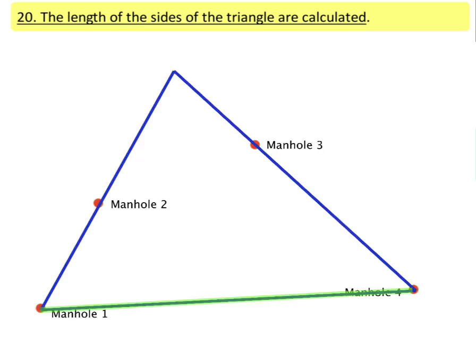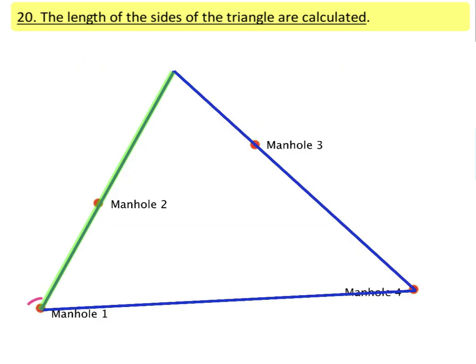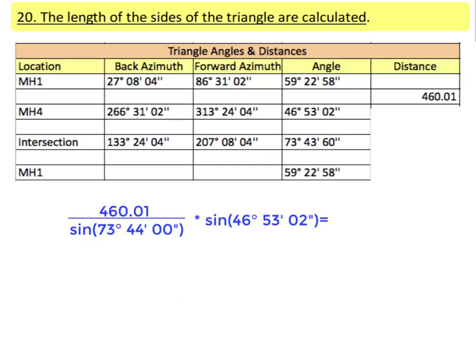The length of one side of the triangle between manhole 1 and manhole 4 has previously been calculated using the inverse formula. The remaining two sides of the triangle can be calculated using the law of sines. The length of the side of the triangle between manhole 1 and the intersection of the triangle is found by dividing the distance between manhole 1 and manhole 4 by the sine of the angle at the intersection, multiplied by the sine of the angle at manhole 4.